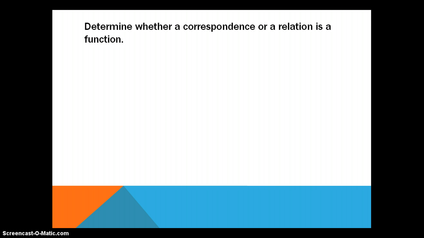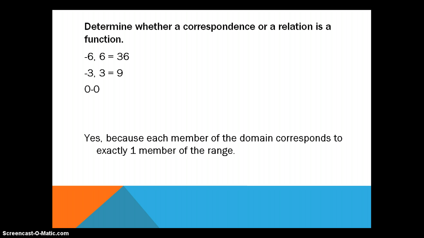When doing functions, the first thing we do is determine whether a correspondence or a relation is a function. -6 and 6, -3 and 3, 0 and 0. Yes, because each member of the domain corresponds to exactly one member of the range.